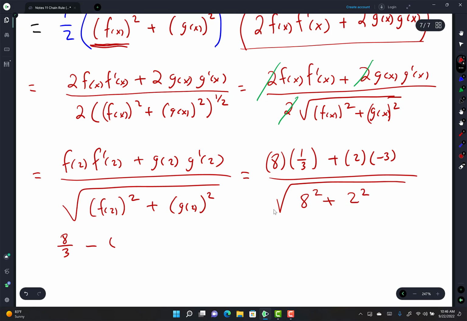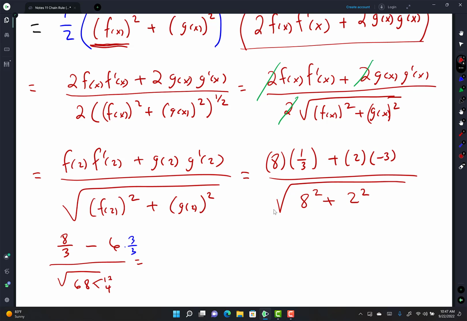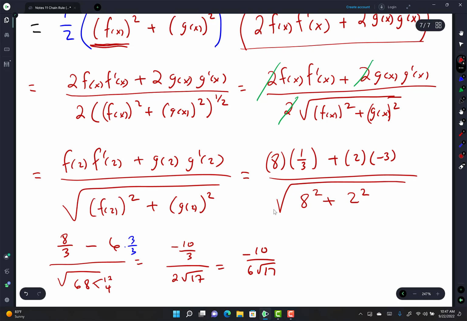All right, let's see if we can do that. 8/3 minus 6. In a little bit, we'll change that. Square root 64 plus 4, so 68. 68 breaks down to 17 times 4. So let's do common denominator here. Times 3 over 3. So 6 times 3 is 18. So 8 minus 18 is negative 10. So negative 10 over 3 over 2 square root of 17. Negative 10 over 3 times 2 is 6 square root of 17.